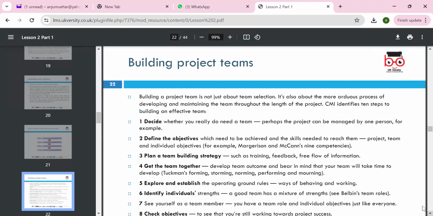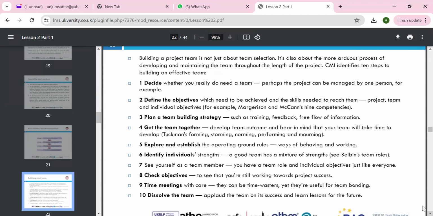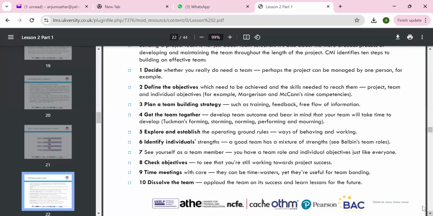Define the objective of the team, according to the mission and the competencies of the team. Plan the team building strategies, training, and feedback, and get the teams together, like forming, storming, norming, and performing. And then, of course, one of the other stages: the team joins, and explores and establishes operating ground rules.